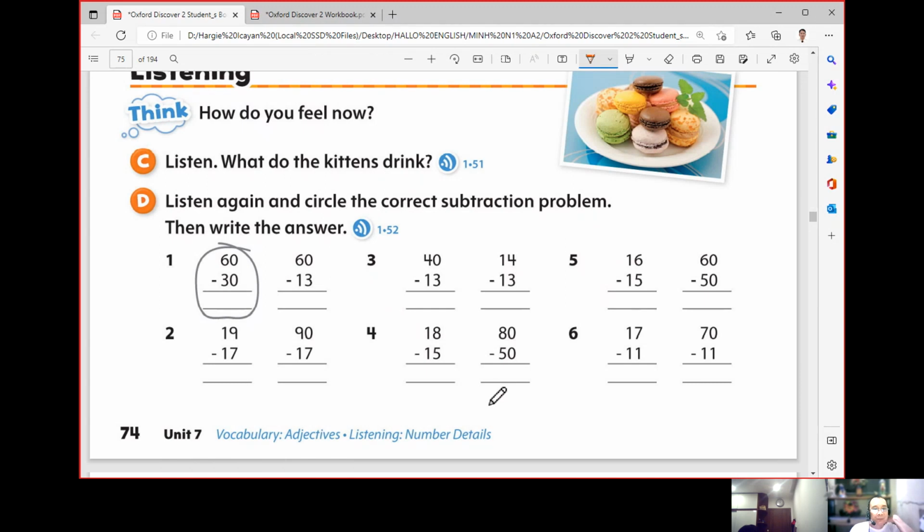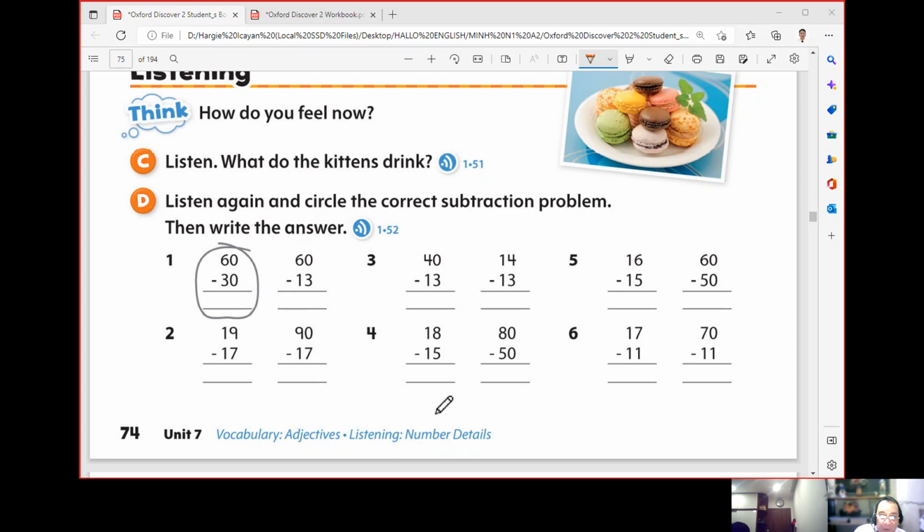D. Listen again and circle the correct subtraction problem. Then write the answer. 1, There were 60 hungry people. 30 ate pasta and salad. How many hungry people are there now? 2, There were 90 dirty buses. A man washed 17. How many dirty buses are there now?